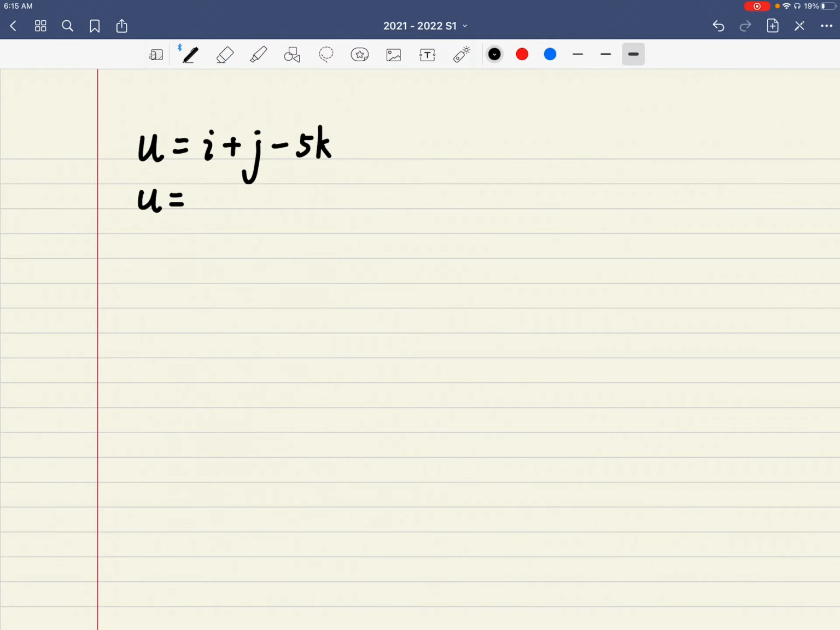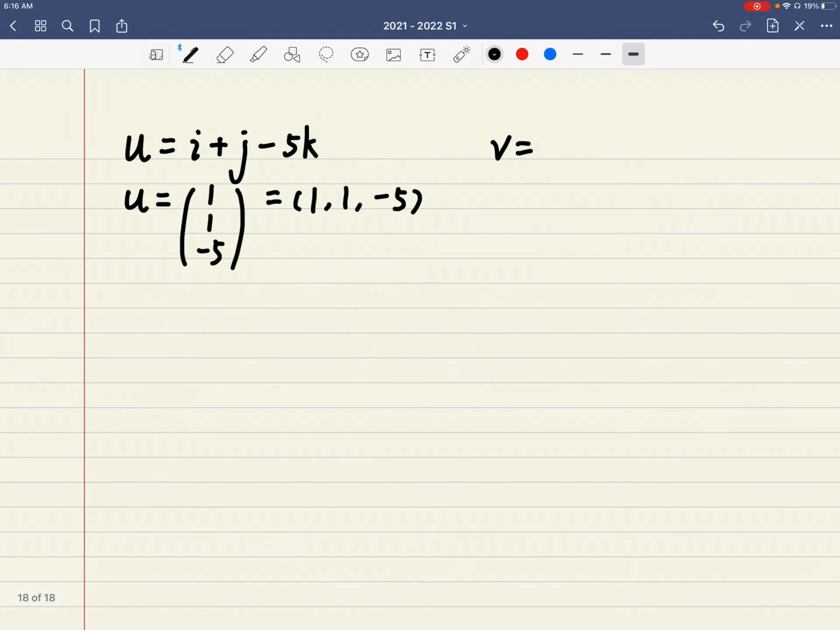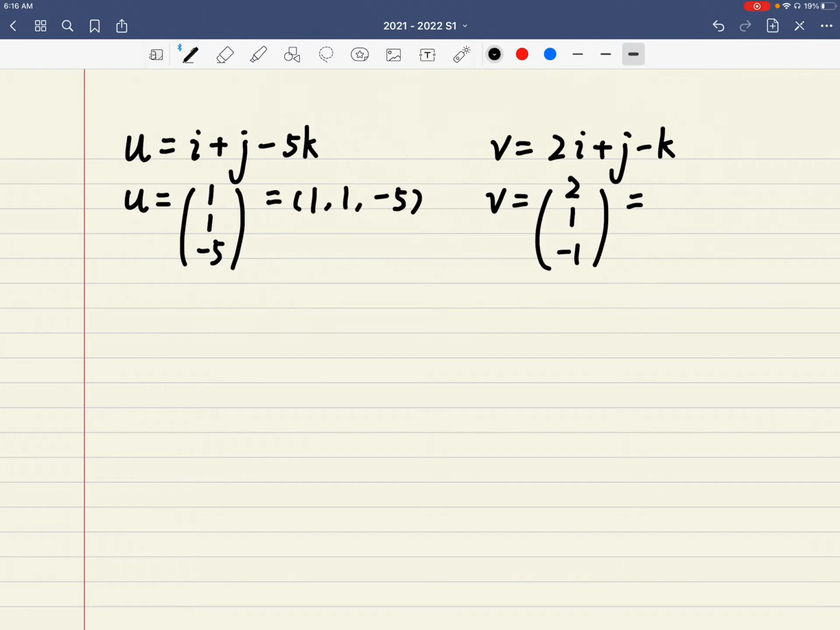A vector can be written also as (1, 1, -5) with a round bracket vertically, or you can write it with a round bracket horizontally. Both are fine. They're equivalent representations. And another vector v, 2i plus j minus k. Okay, so v, you can write it vertically or you can write it horizontally. Both are fine.